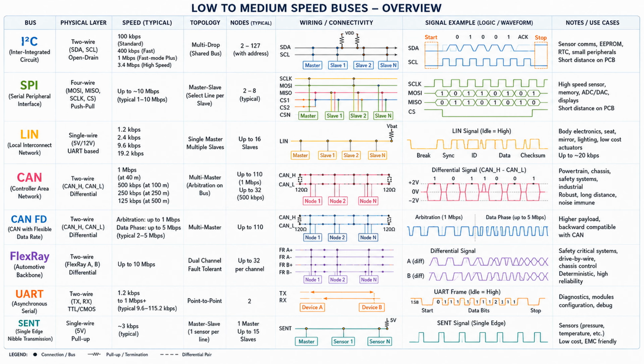LIN is ideal for non-critical automotive systems such as seat controls, mirrors, window motors, and lighting modules. Its primary advantage is very low implementation cost. However, it is not suitable for high-speed or safety-critical communications.